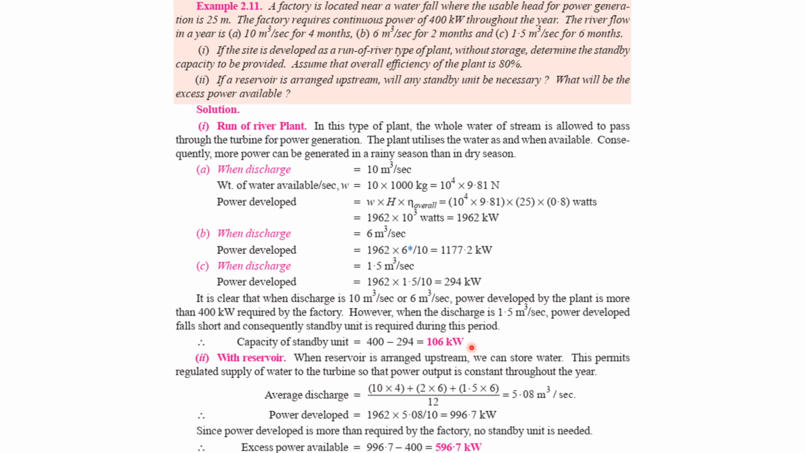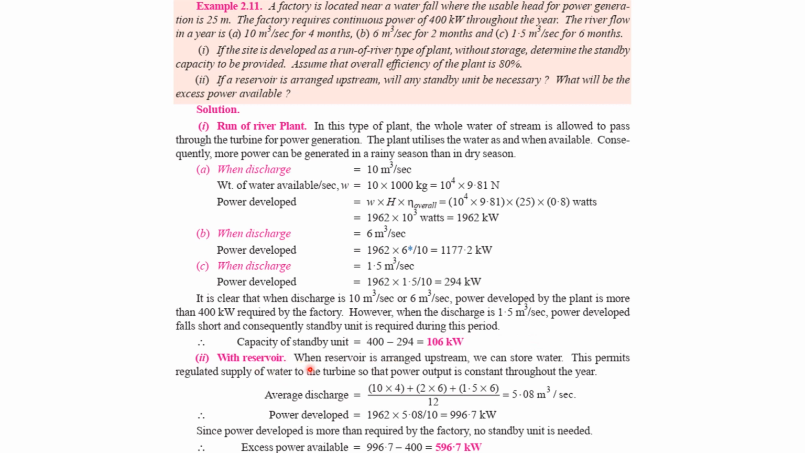So this is what happens if you don't create any sort of reservoir or storage, and you just use a run-of-the-river plant without any storage, without any small reservoir. So if a reservoir is arranged upstream, will any standby unit be necessary? What will be the excess power available? So this is the problem now, that due to this 106 kilowatts which has to be provided from other means, you are creating a reservoir. So now if the reservoir is created, you have to tell if any standby unit will still be necessary. So let us move to find out this thing.